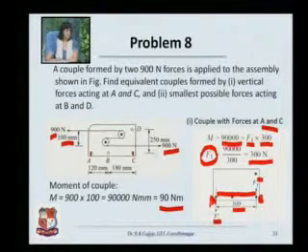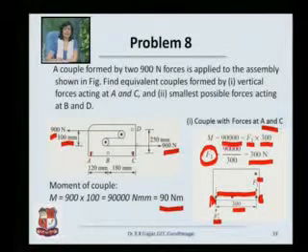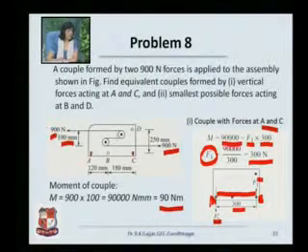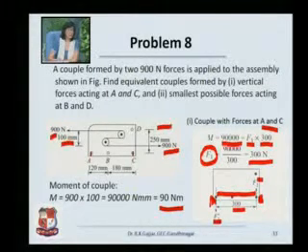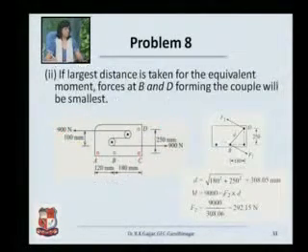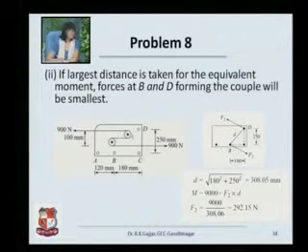So the concept of couple becomes very handy when you want to replace a certain force couple system. Supposing this is a pulley, now the system is to be applied in such a way that there are pulleys having vertical forces instead of the horizontal forces. How much force should be applied to this assembly is the problem. Next problem, next part of the problem.